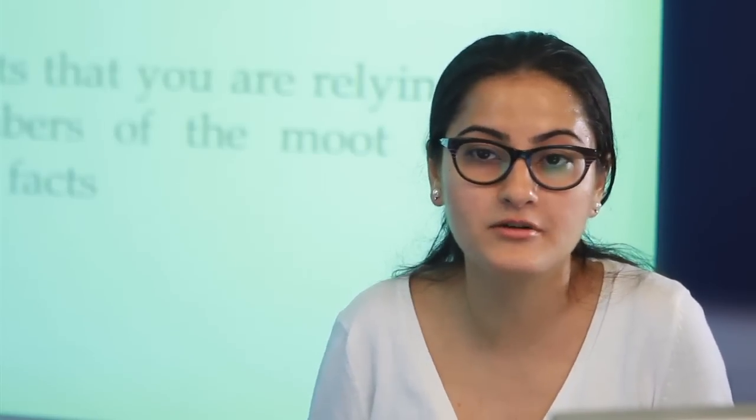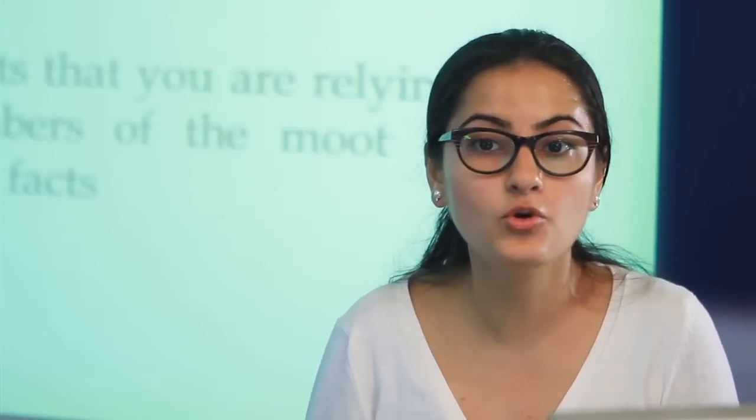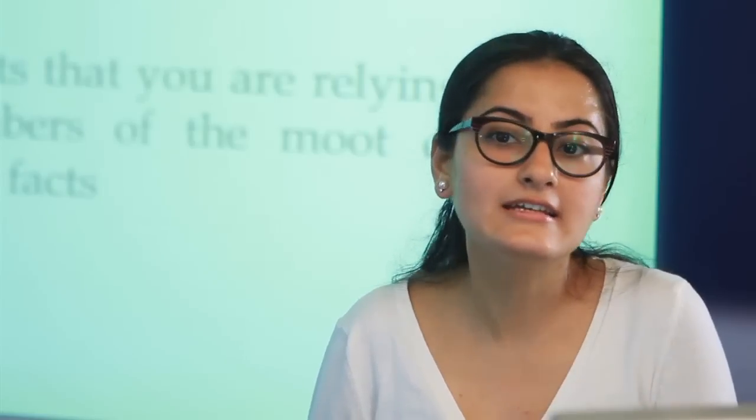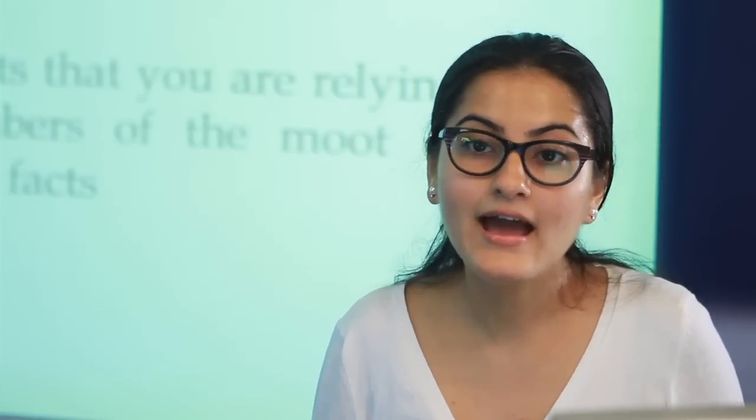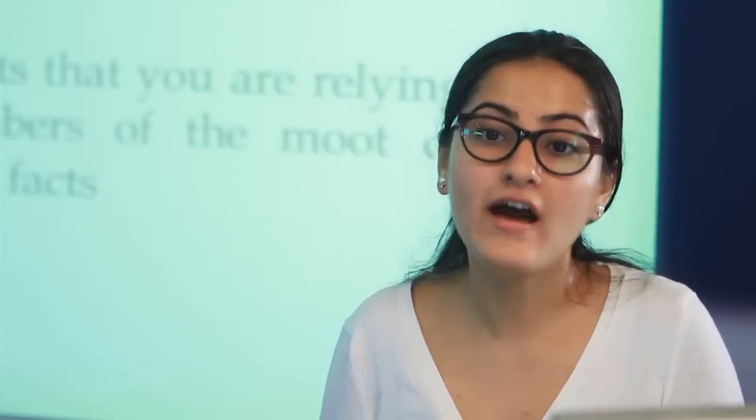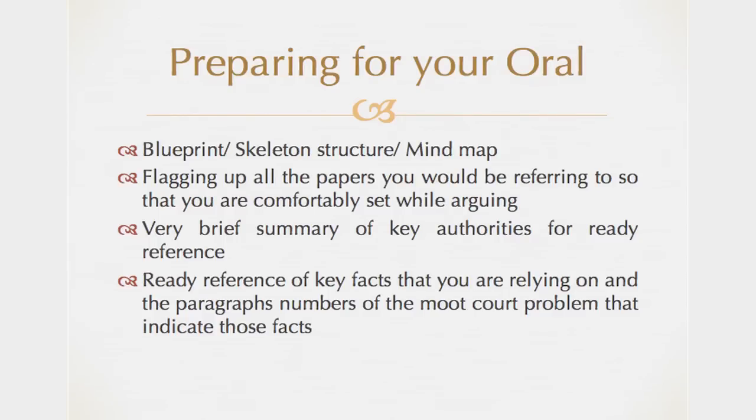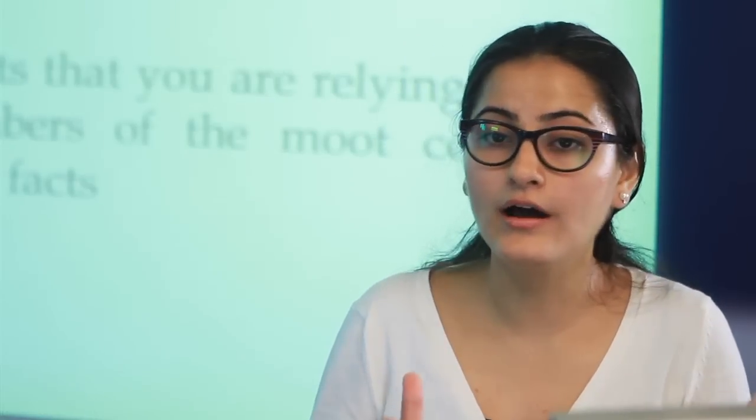asks you for the details of a particular authority, you're able to cite them comfortably without losing any time, without being put off the course of your arguments because of having to look for or remember the details of a particular authority. Then again, have a ready reference of the facts of the case. If there are key facts that you're citing, make sure you have a sheet of paper on which you have noted down all those key facts along with the paragraphs in the moot court problem where they have been given. So, a ready reference of the key authorities that you're relying on and a ready reference of the facts of the case.